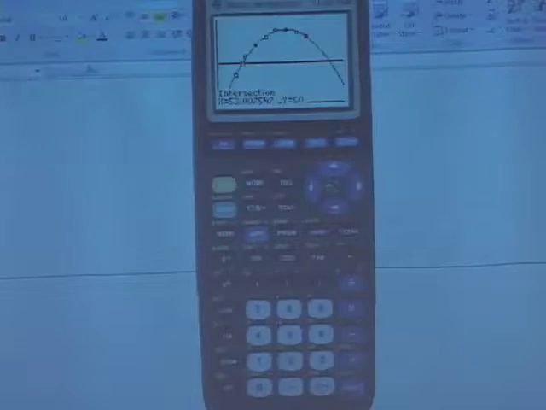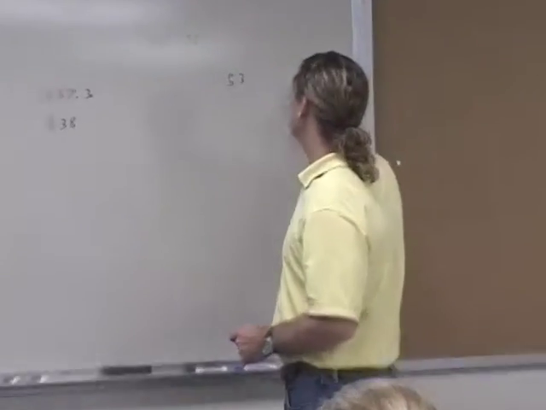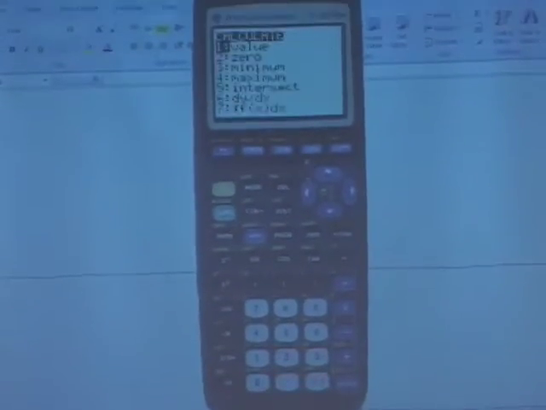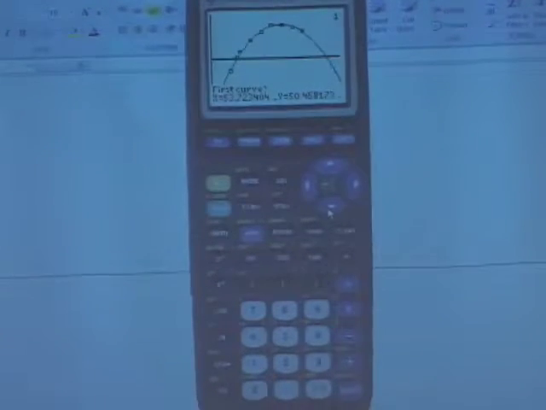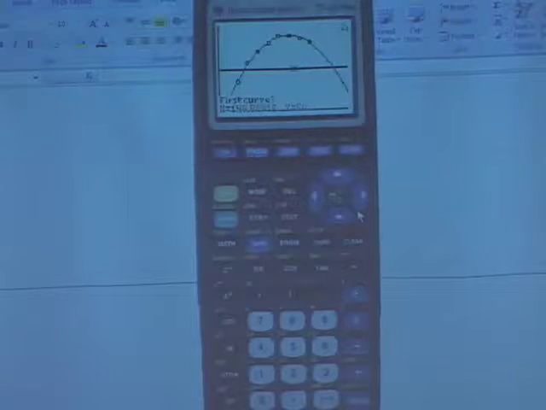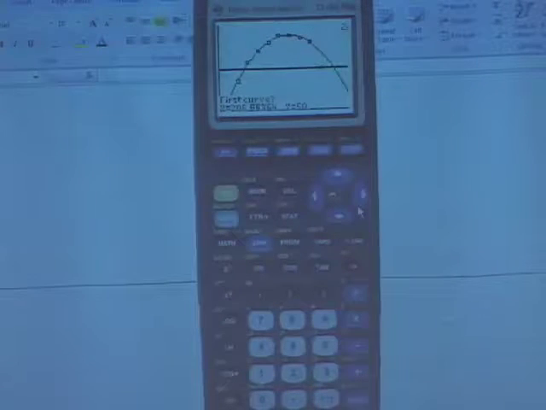So at 53 feet, it's 50 feet in the air. When the value here is 53, it's 50 in the air. And of course, there's another one. Second, calculate, intersection. Go to the next. And at 223, not this round, it's different. I guess I can say 223.05.